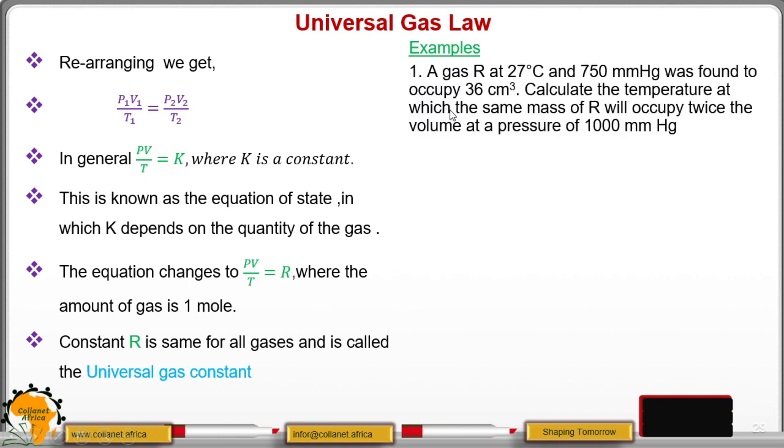Now we proceed to examples. A gas R at 27 degrees Celsius and 750 millimeters of mercury was found to occupy 36 centimeters cubed.